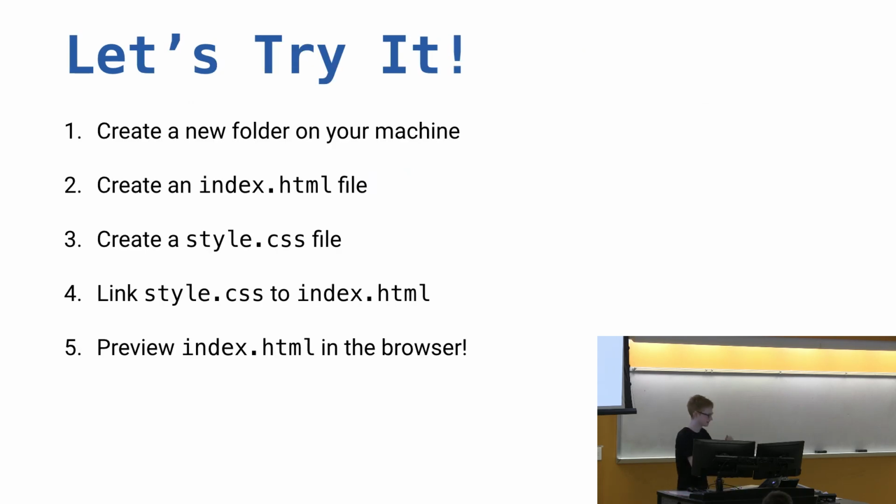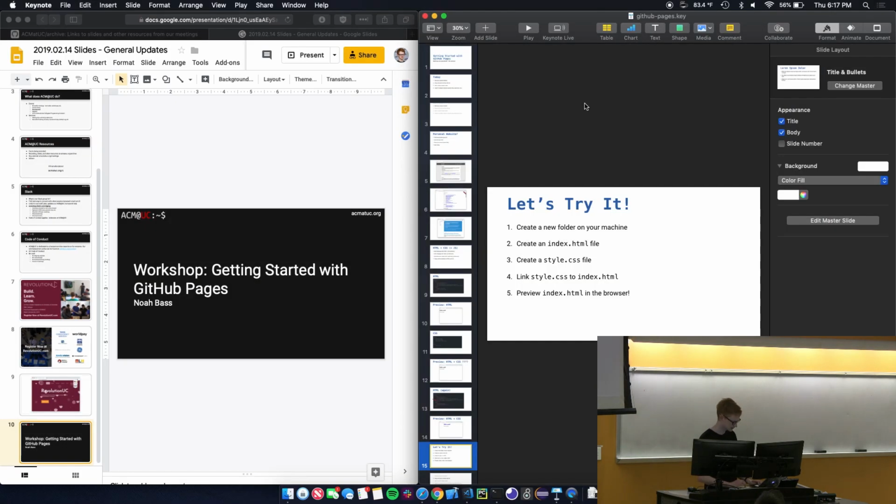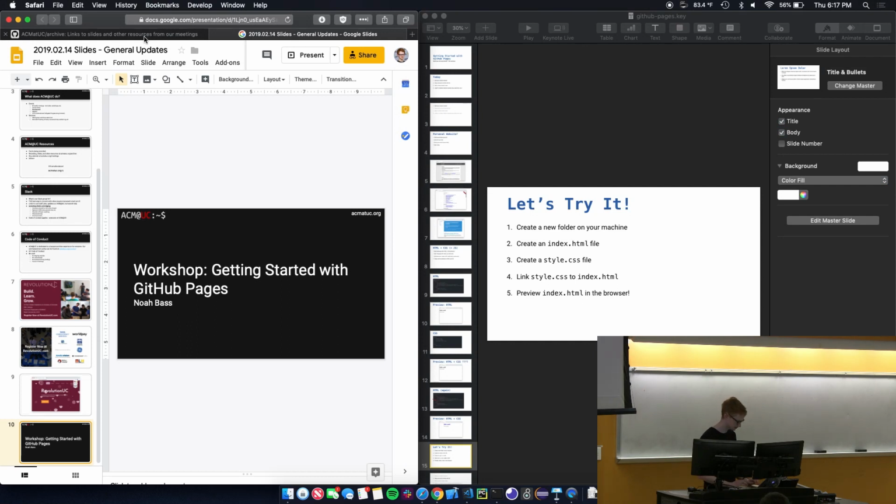So let's try it. If you want to start with your own personal website, I'll go along with you. We'll create a new folder on your machine, create a new index.html file in that folder. Also in that folder, create a style.css file, and then link your style.css to index.html. And then finally, I want you to try to preview index.html in the browser. Also, if you need to follow along with these slides, that's totally cool.